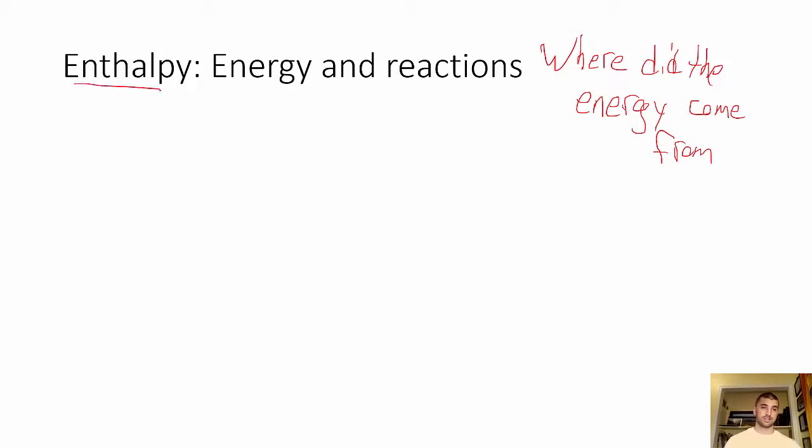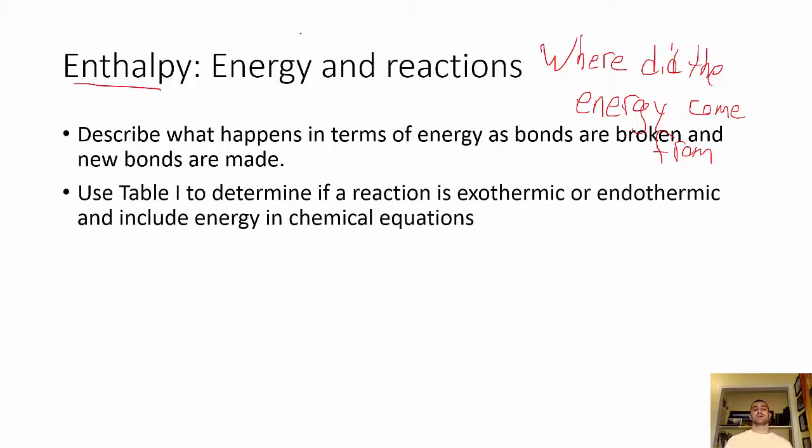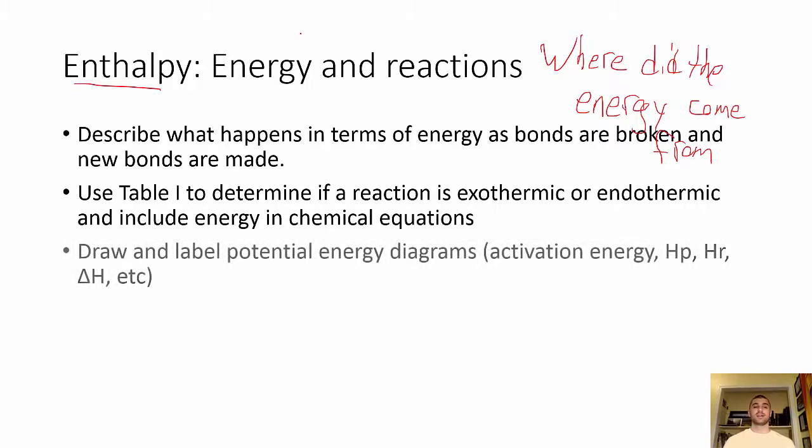We call it enthalpy, and it has to do with energy and reactions. So things that we're trying to accomplish in this video is describe what happens in terms of energies as bonds are broken and new ones are made, as well as use table I to determine if a reaction is exothermic, giving off energy, or endothermic, where it's absorbing energy, and include energy in the chemical equation itself, as well as being able to draw and label potential energy diagrams and label things like activation energy, heat of products, heat of reactants, the change in heat, and so forth.